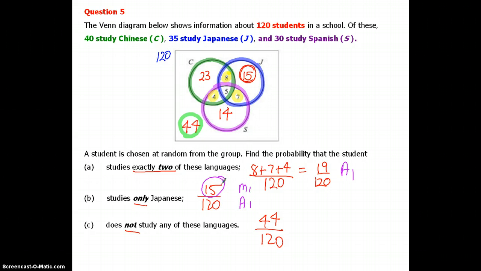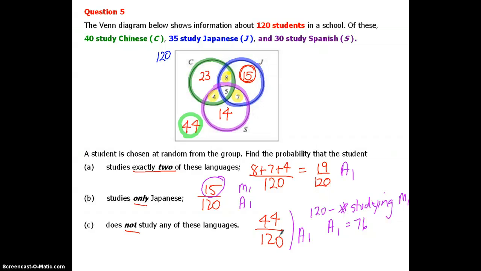And for C, we get a method mark for knowing to subtract 120 minus the number studying, so for taking all those away. We get an answer mark for knowing that that is 76, and then an answer mark, of course, for getting 44 out of 120 there.